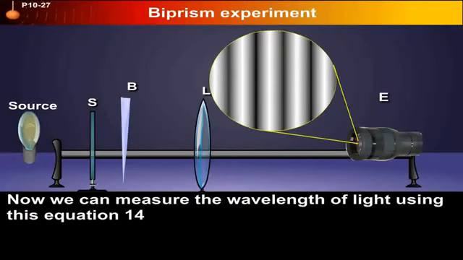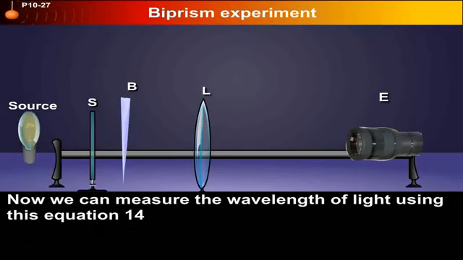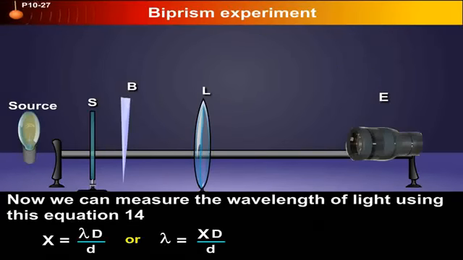Now we can measure the wavelength of light using this equation. X is equal to lambda D upon small d, or lambda is equal to x into small d upon D.